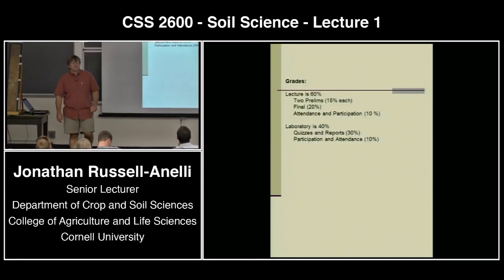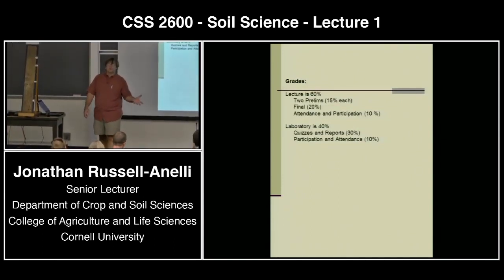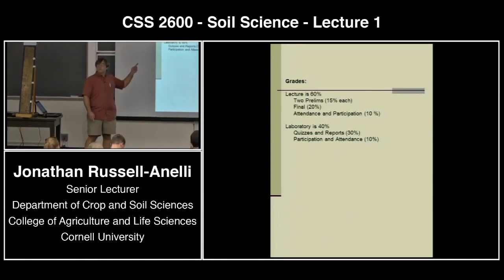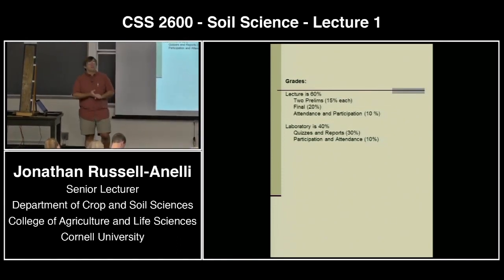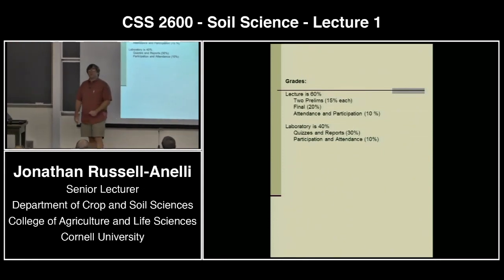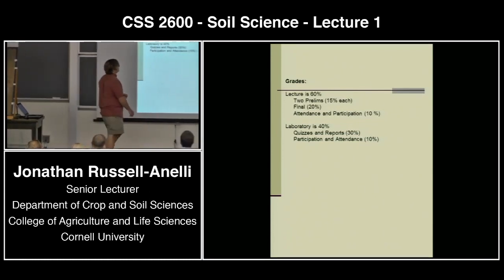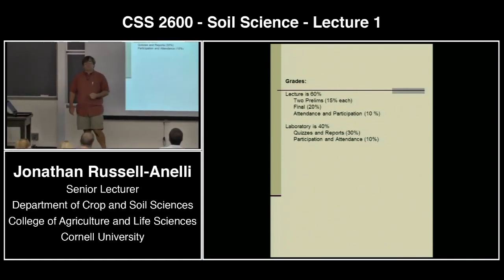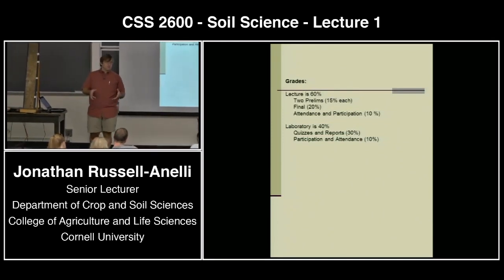Grades. The grades are basically broken up into 2 components. One is the lecture component, and one is the lab component. Can you guys all see that? Hopefully that's big enough. The lecture is basically 60% of your grade, and it's based on 2 prelims and a final, as well as attendance and participation. The 2 prelims are worth 15 points each. The final is worth 20. And then attendance and participation is 10%. Okay? It's going to be harder to do participation here, but it won't be that hard to do attendance.